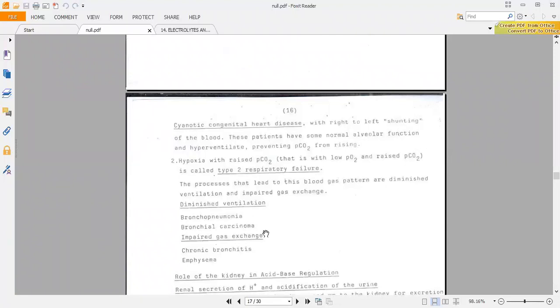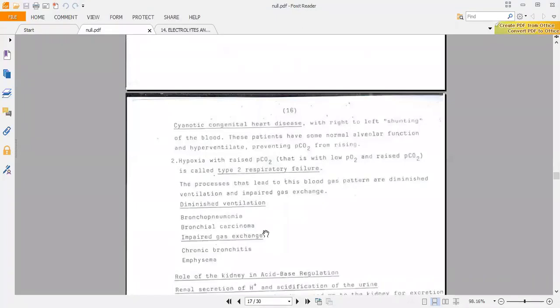Okay, you have low levels of oxygen, but your carbon dioxide levels are normal. So this also leads to type 1 respiratory failure. Then when you go to type 2 respiratory failure, as I have explained, it's a situation where you have low partial pressure of oxygen as well as high partial pressure of carbon dioxide. So you have hypoxia with raised partial pressure of carbon dioxide.